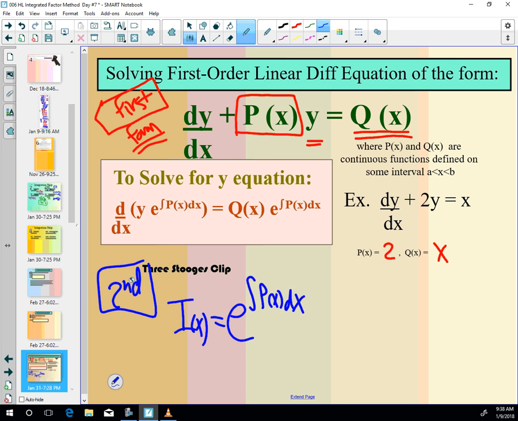So, in terms of this, I of x is equal to e to the integral of 2 dx. What's the antiderivative of 2? 2x. So it's e to the 2x. E to the 2x is what we call our integrating factor.